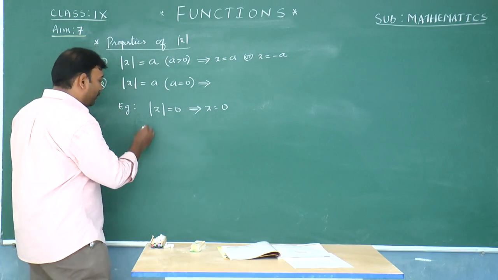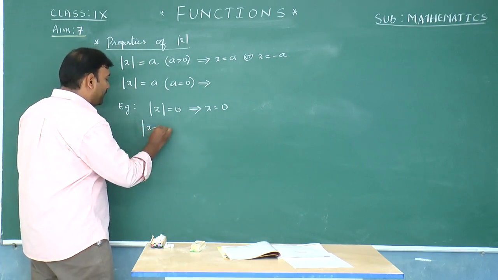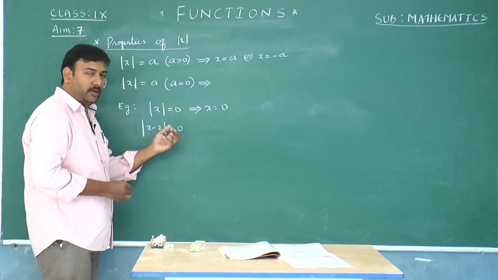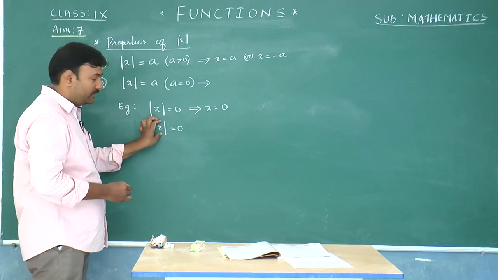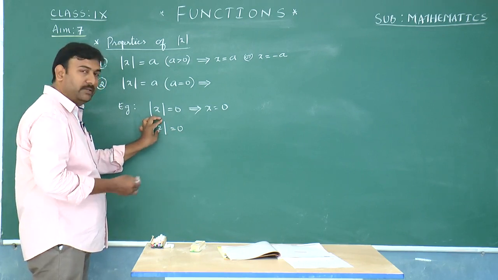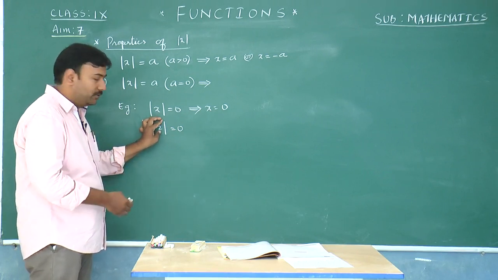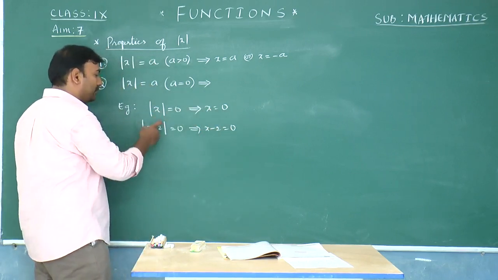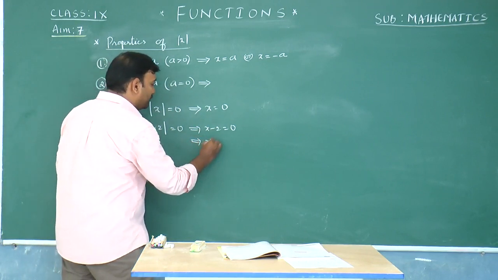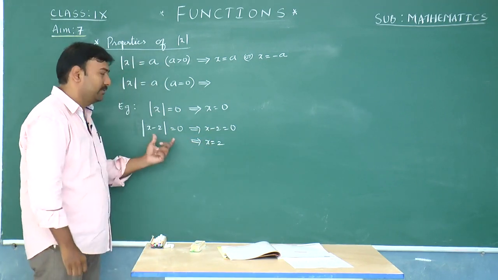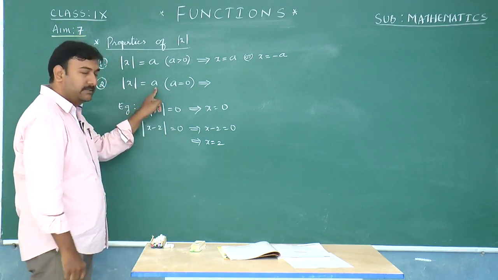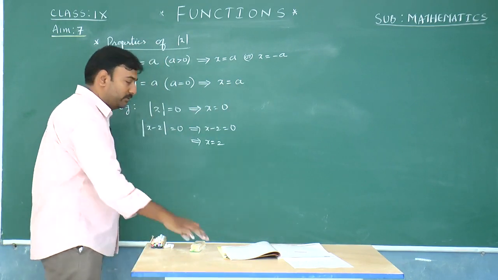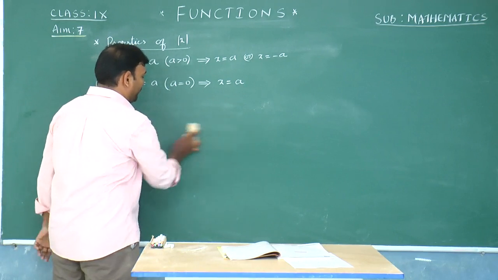So for example, I take one more equation: mod of x minus 2 is equal to 0. What is the solution for this equation? Whenever the right hand side is 0, the whole value of the expression inside should be 0, and there is no plus 0 or minus 0, so we have only one solution. The solution is obtained by equating the x term to 0, that is x minus 2 equal to 0, which means x is equal to 2. So x equals 2 is the only solution for this equation. Whenever the value on the right hand side is 0, the only solution we have is x equals a. This is an important property of the modulus function.